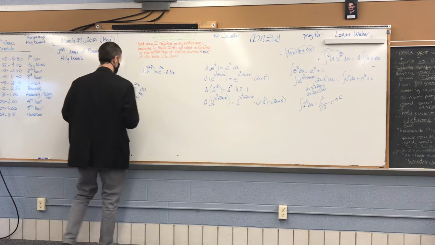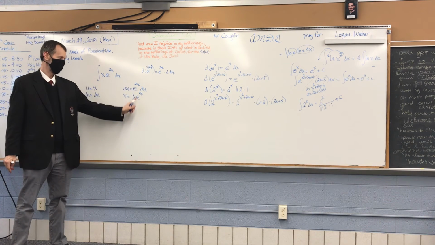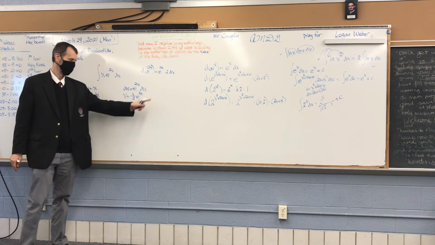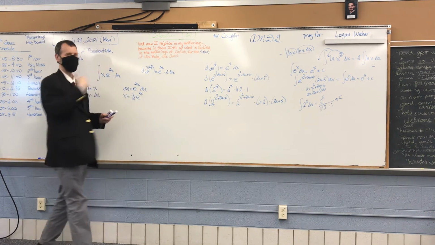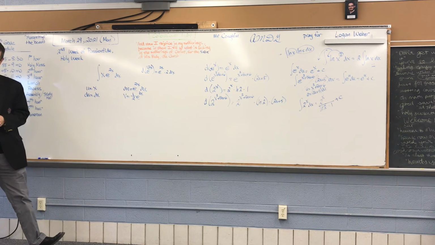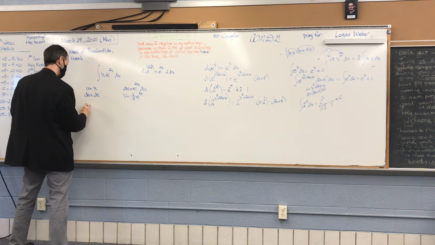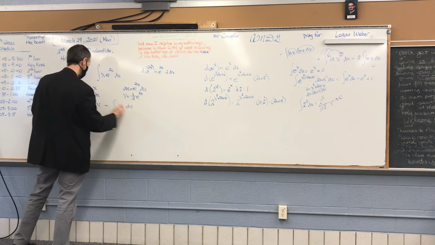Let's go back over here. The derivative of e to the 2x is e to the 2x times 2. The antiderivative is e to the 2x divided by 2. Making more sense? Okay. Let's put it into u v minus the integral of v du.